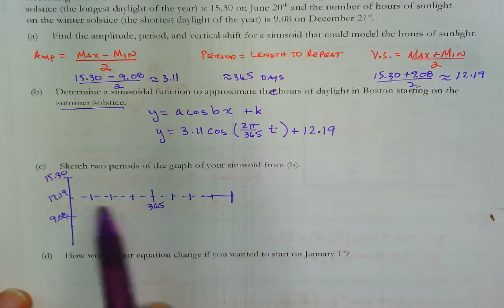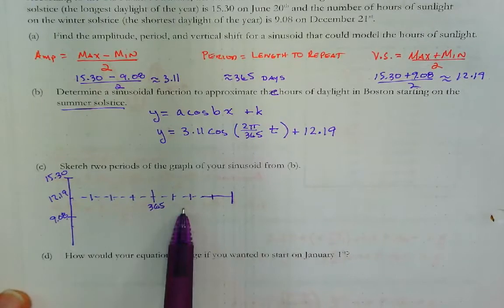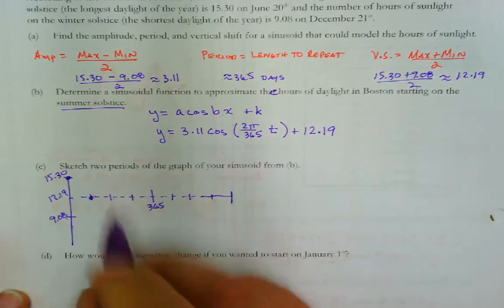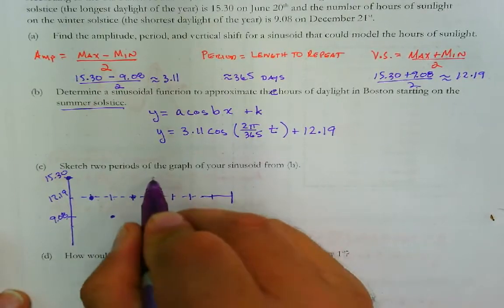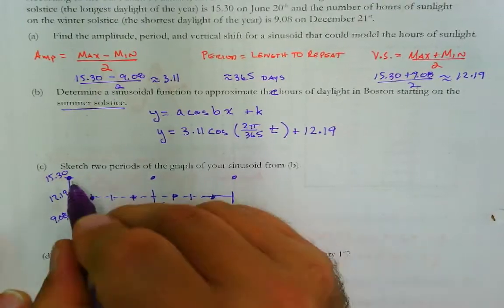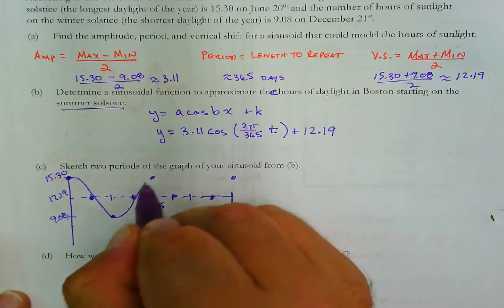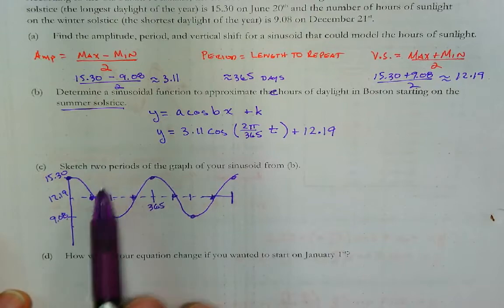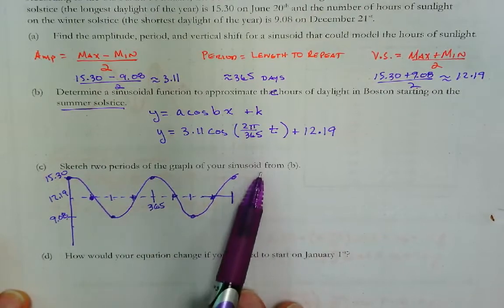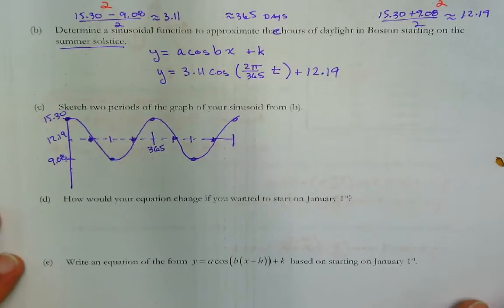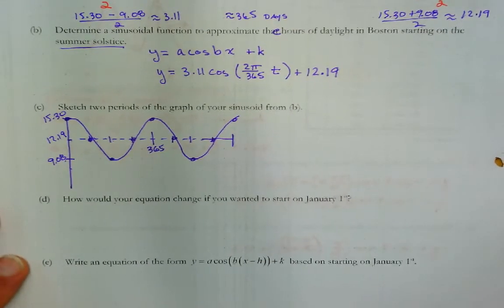But with this 365 and those tick marks, I've labeled my horizontal axis, right? Start at a max, go to the middle, go to a min, go to a middle, go to a max. Go to the middle, go to a min, go to the middle, go to a max. And much like we've done all along, there is my general graph for 2 periods of the sinusoid from part B. Okay. Now, how would our equation change if we wanted to start on January 1st?